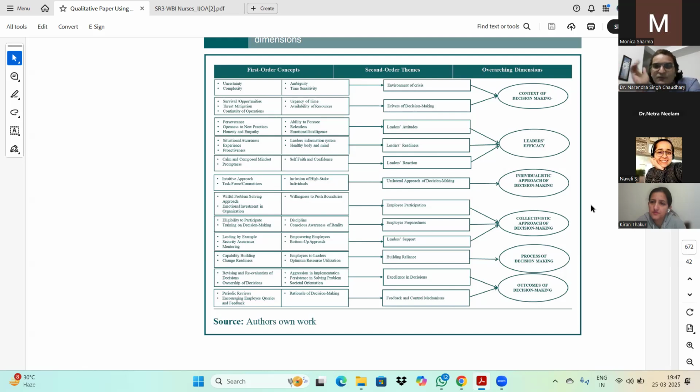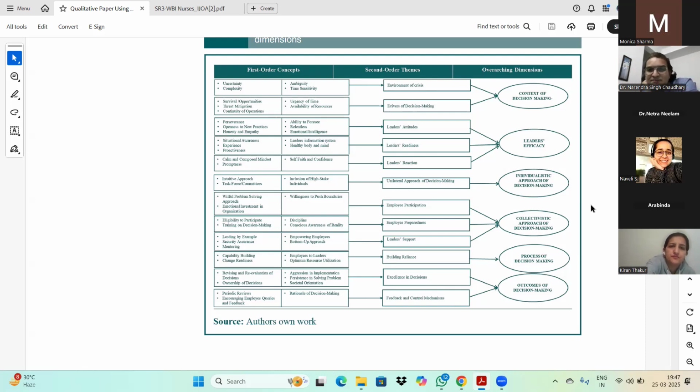Can I talk about VUCA? What is VUCA basically talking about? Environment, right? So they are talking about the environment of crisis. Now see: survival, opportunity, threat, mitigation. You can see there are 5 keywords which they have clubbed into drivers of decision making. So these are first order keywords, which is open coding.